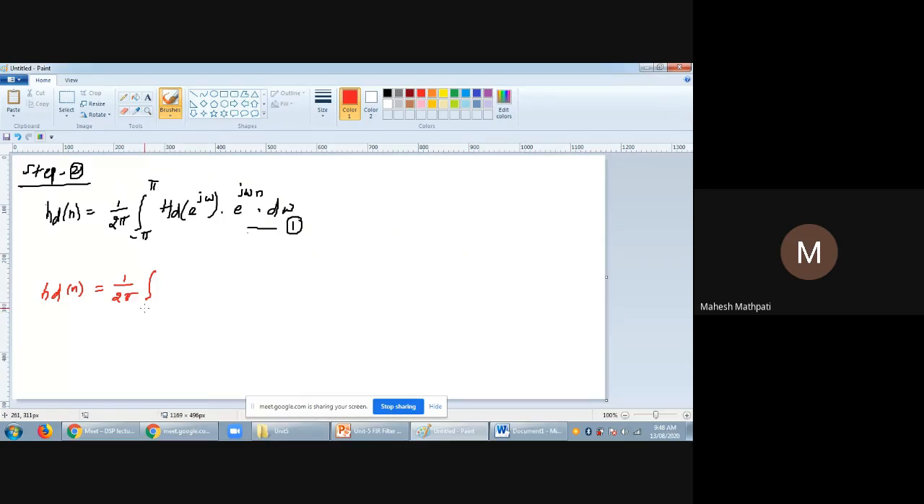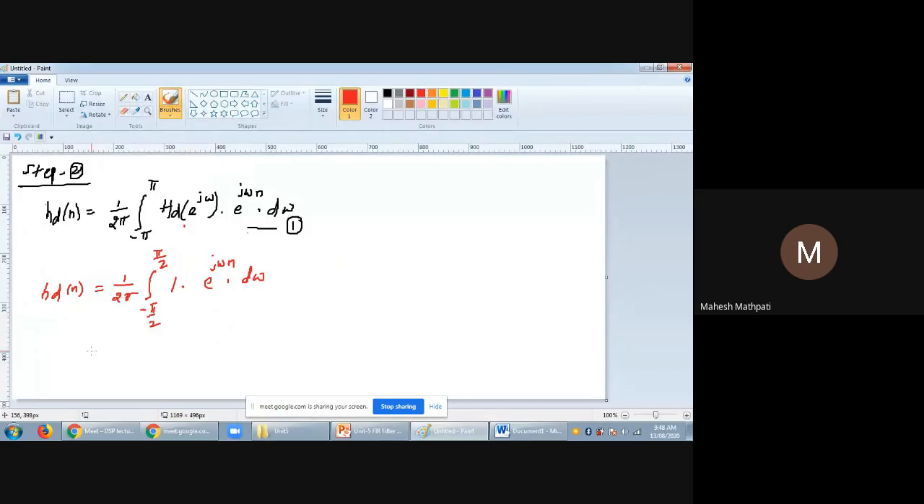Where is the signal present? From minus pi by 2 to plus pi by 2 the signal is present, and its value there is 1, into e power j omega n d omega. Have you understood this step? Yes, sir. Any confusion here? No, sir.